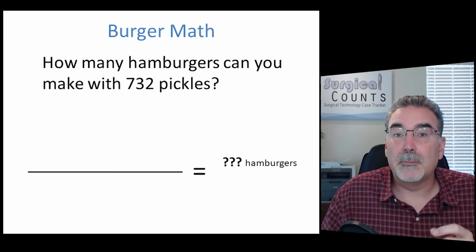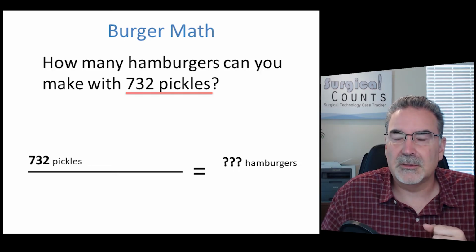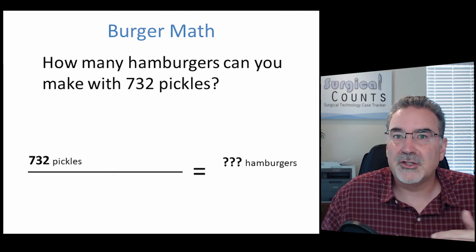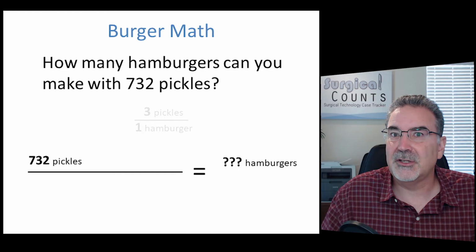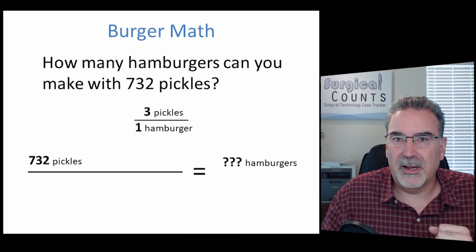On the left side, we're going to put our starting condition. What are we starting with? Well, we're starting with 732 pickles. So we're going to write 732 pickles. And because pickles doesn't equal hamburgers, we need a relationship between the two so that we can cancel pickles out. Now, what's a relationship? Oh yeah, we remember this one. 3 pickles for every 1 hamburger.